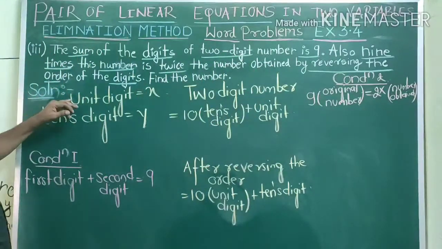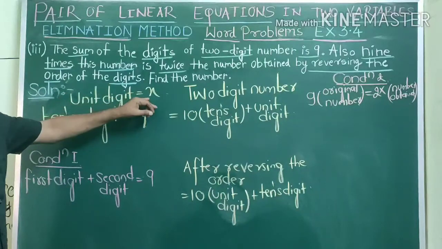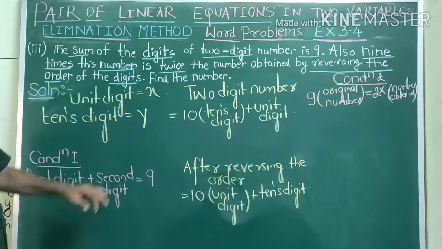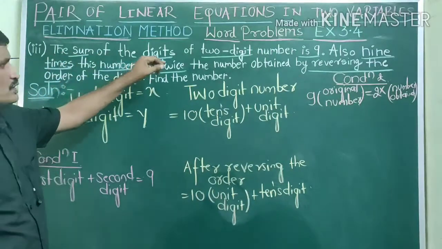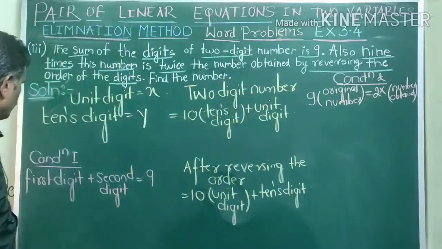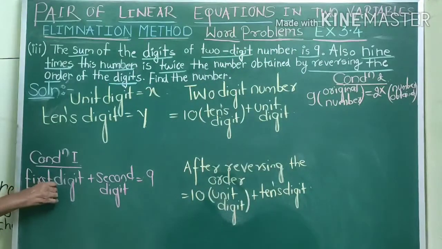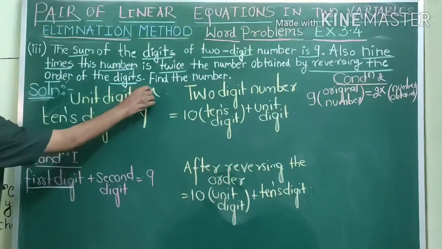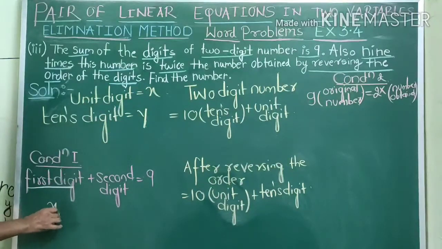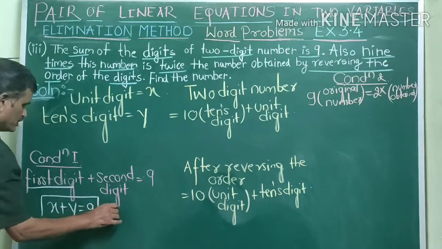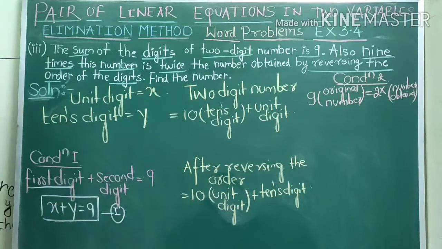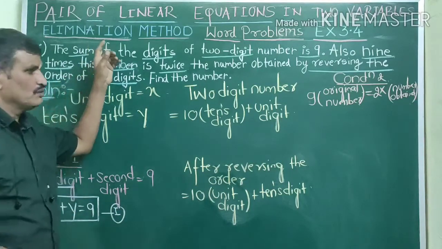Now see, whenever you write a 2-digit number, there should be a unit digit and there should be a tens digit. So condition 1 says the sum of the digits of a 2-digit number is 9. That means the unit digit plus the tens digit is 9. That means x plus y is equal to 9. This is condition number 1. If I add the unit digit and the tens digit, I am going to get 9.